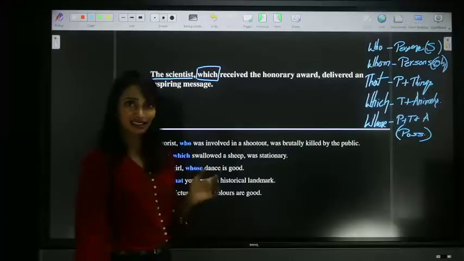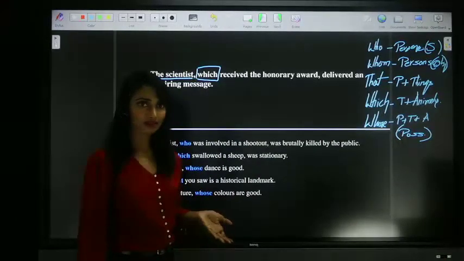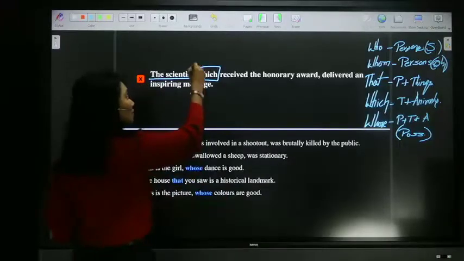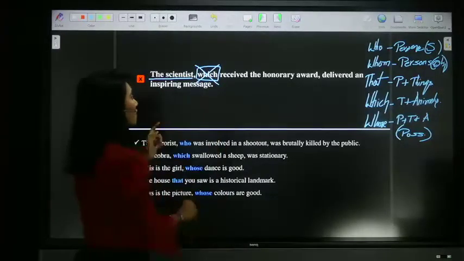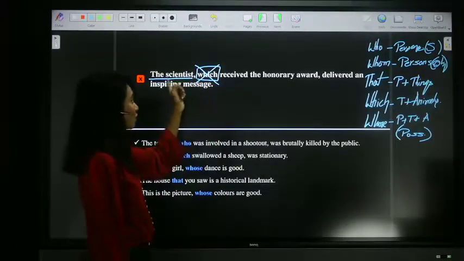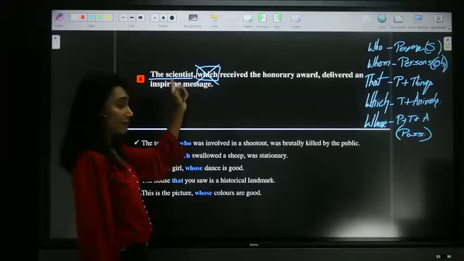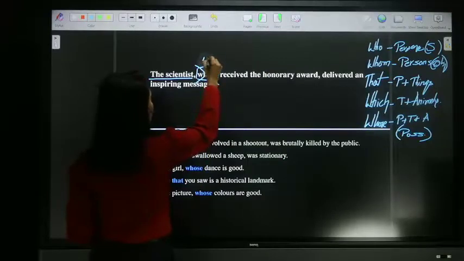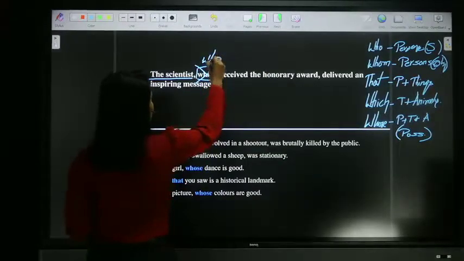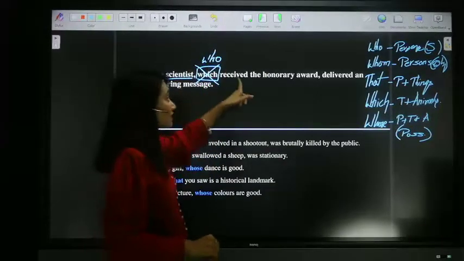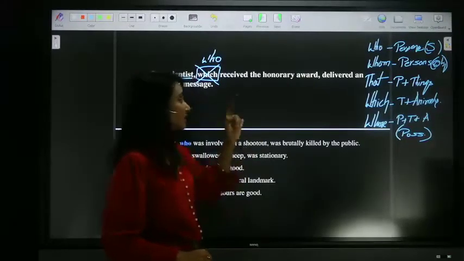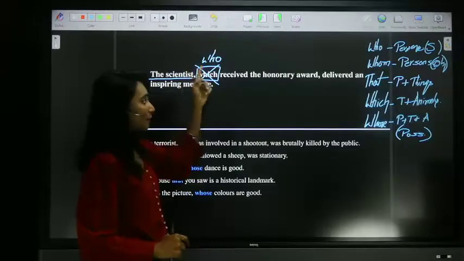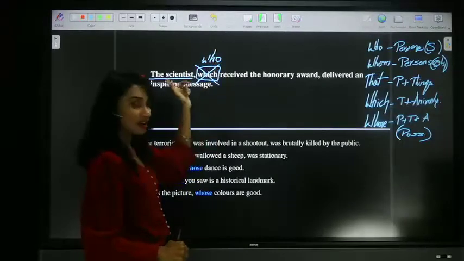Right? Now, which is used for things and animals. Is scientist a thing or animal? No, neither of them. So we have to replace this which with an appropriate relative pronoun to indicate the person. So what is for person? Who. The scientist who received the honorary award delivered an inspiring message. So here scientist is a person, so we require who for persons.